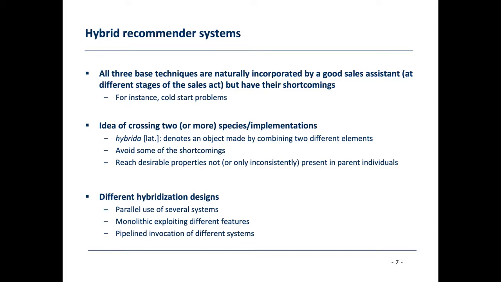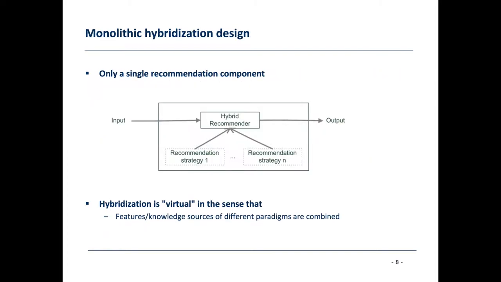So we can talk about a number of different hybridization strategies: multiple simultaneous or concurrent use of systems. We can talk about a single box, but internally using different features such as demographic and non-demographic information. And we could talk about a pipeline now of use of different systems. And we're just about to go and describe all of those. So let's imagine we deal with the monolithic first.